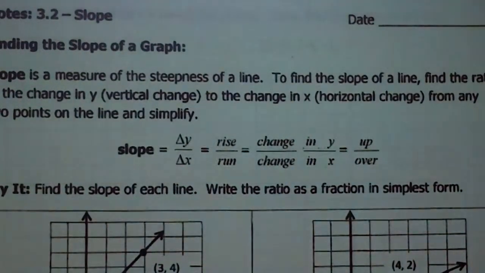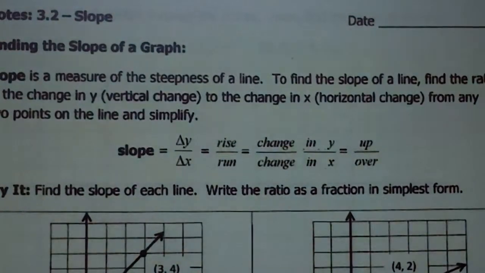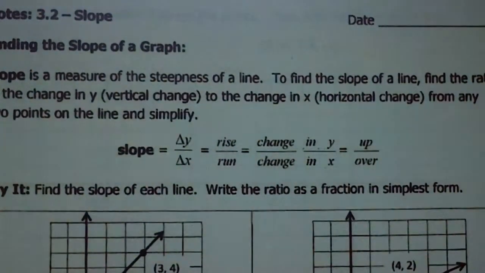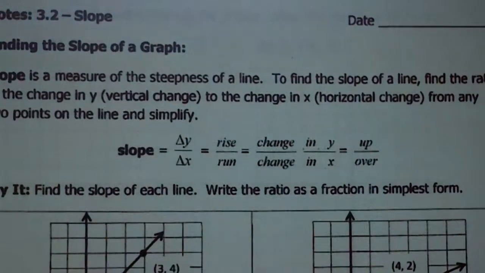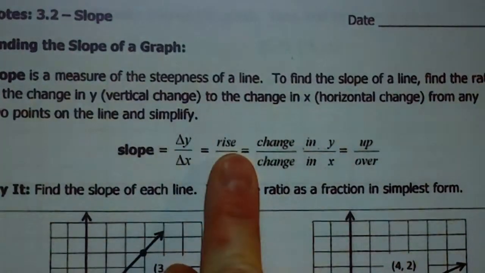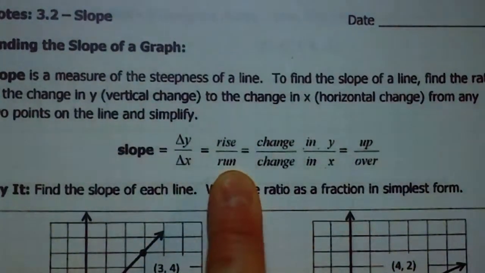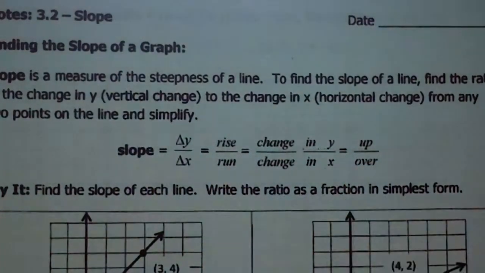It's a ratio of the vertical change to the horizontal change, also known as the change in y over the change in x. So hopefully you're seeing the connection to lesson 3.1, when we talked about rates. We talked about how a rate, especially a unit rate, is the change in y divided by the change in x. Slope is the change in y divided by the change in x, also known as rise over run, also known as up over over.